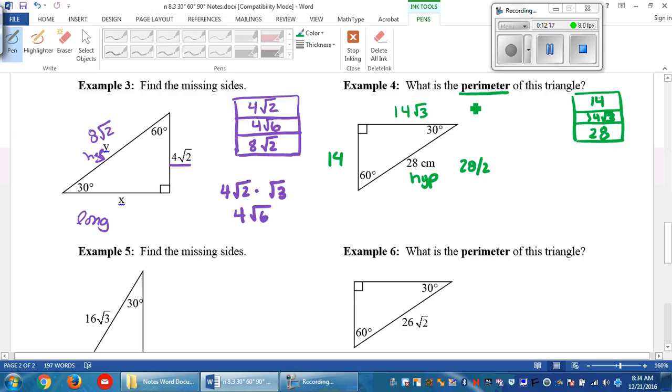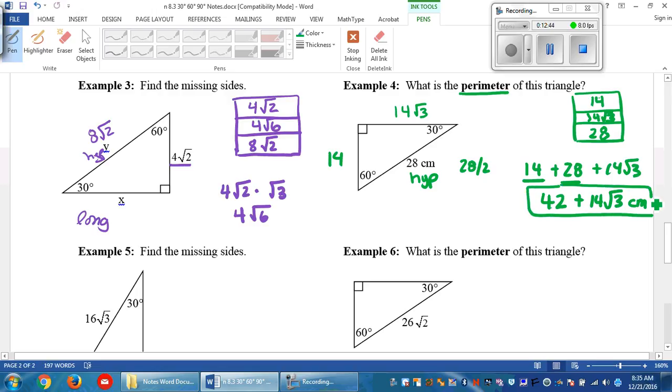That's not the final answer, though. The final answer is, what is the perimeter? So we take 14, we add 28, we add 14 root 3. Only combine your like terms, so the 14 and 28 can be combined. So this makes 42 plus 14 root 3 centimeters for my perimeter. As for units, leave the units there. These cannot be combined. I don't want to see that you say it's 56 root 3, because you can't combine that 42 and the 14 root 3.